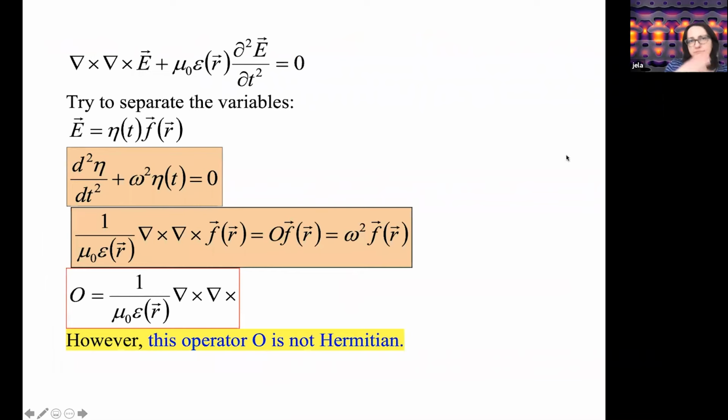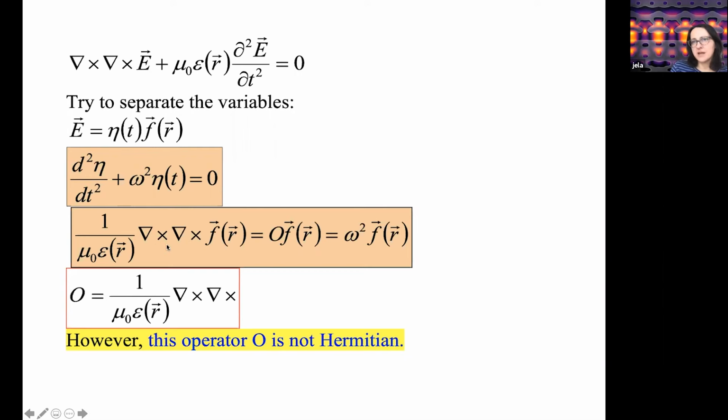But what's the way to solve this equation? You start from this partial differential equation, the same way that we did for the 1D resonator. You try to separate variables, so we can write our electric field as a product of a spatially dependent part and a time dependent part. I write the time dependent part as eta of t and the spatially dependent part as f of r, and you can successfully separate variables here. That's not a problem. The time dependent part gives you a simple second order differential equation, with solutions like sine omega t, cosine omega t. Not surprising, since omega is the separation variable. And the spatially dependent part gives you this equation.